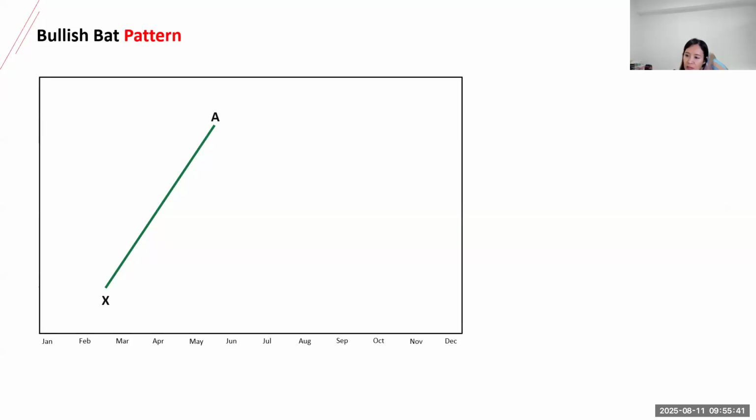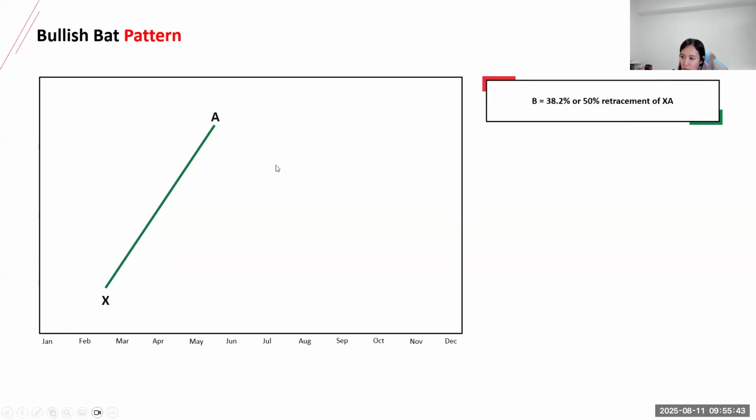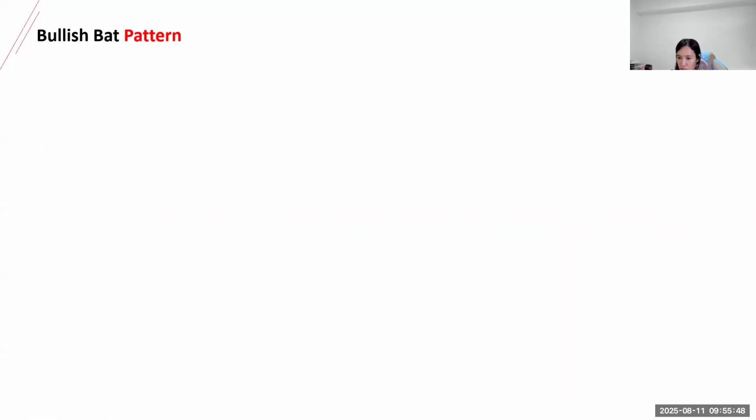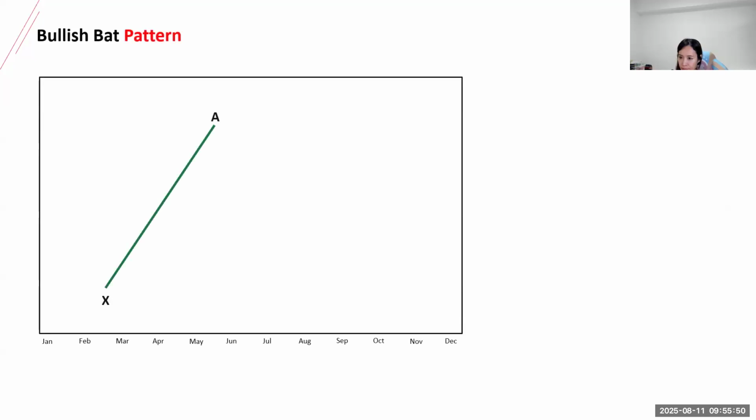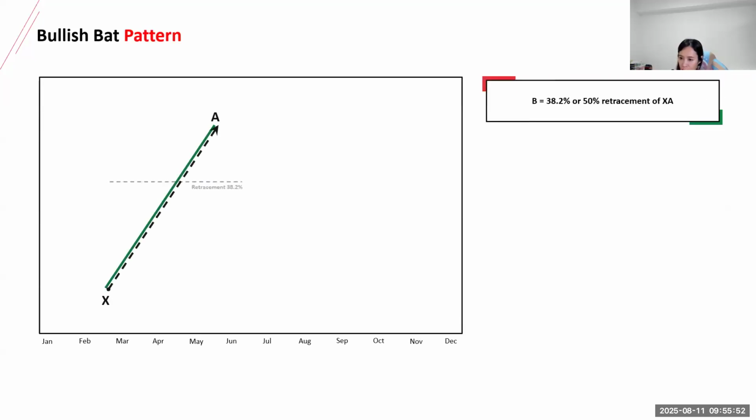TP1 at 61.8% of C to D, and TP2 at the CD extension. So now we'll talk about the next pattern, the bullish butterfly. Remember that for XA, B will retrace anywhere between 38.2 to 50%, anywhere in this zone. If below 50, then we might consider 61.8 already, between 38.2 to 50%.